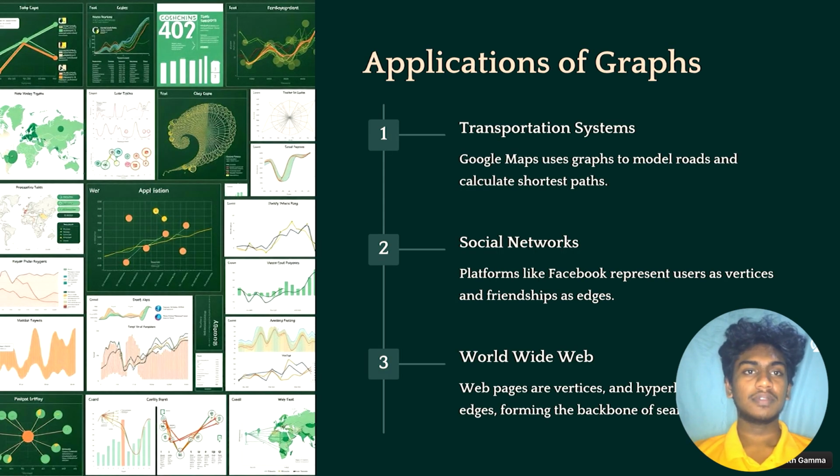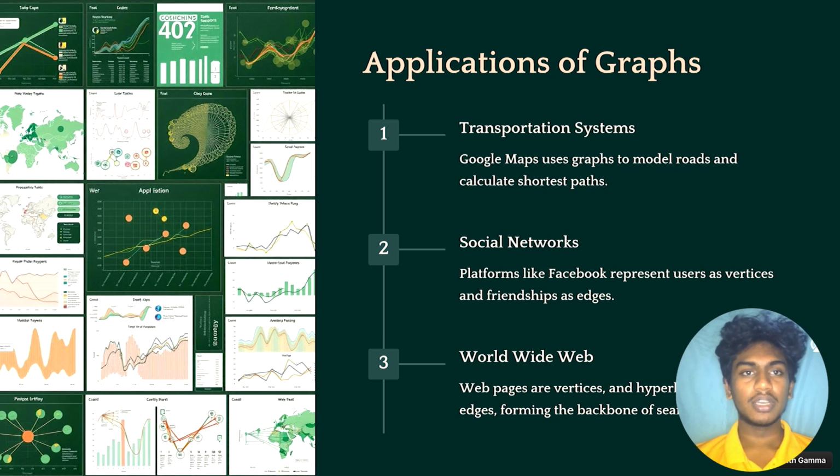Let's see some applications of graphs. Graphs have countless real-world applications: transportation systems, social networks, World Wide Web, and after that, sports data. Transportation systems: Google Maps uses graphs to model roads, with intersections as vertices and roads as edges, calculating the shortest path for navigation.